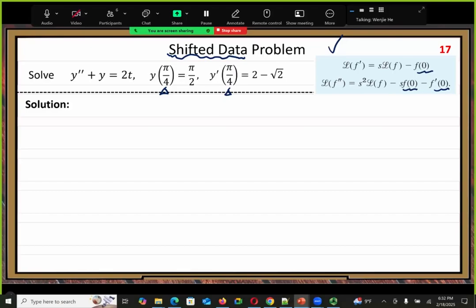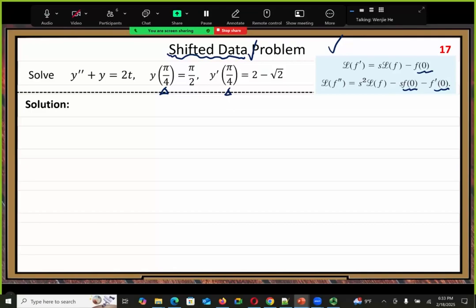For that new function, these two initial conditions occur at the 0 point, not at pi over 4. At pi over 4, we cannot use these two conditions. But we can introduce the new function, right? That's why we call it shifted data, because we need to shift the variable of y in an appropriate way.